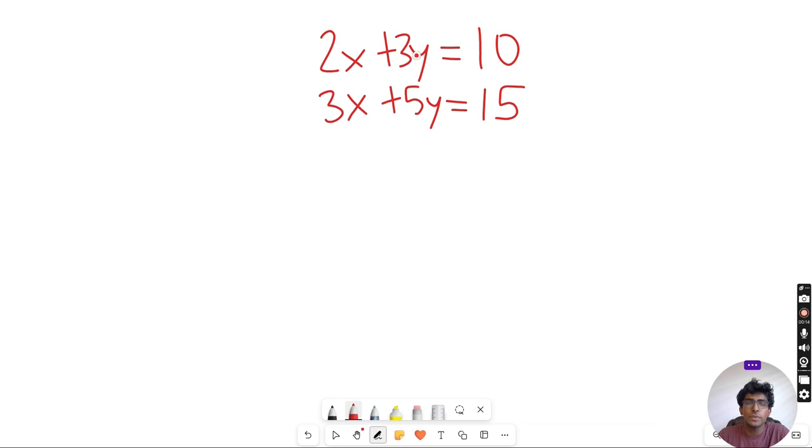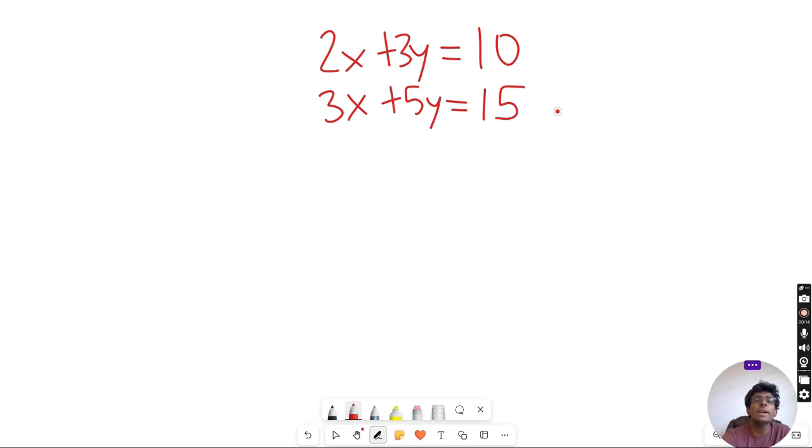How about our y terms? Well, 3 times 5 is 15. Greatest common factor is 1, so 15. So 15 versus 6. I probably want to do the one with 6. It's going to be a little easier. So what we want to do is we want one of the equations to have a negative 6x, and we want the other equation to have a positive 6x, right? So that way we can eliminate that variable.